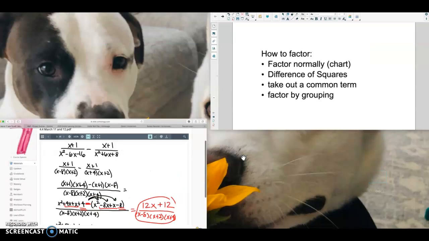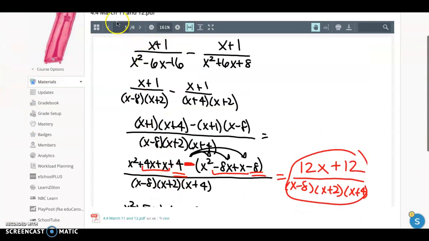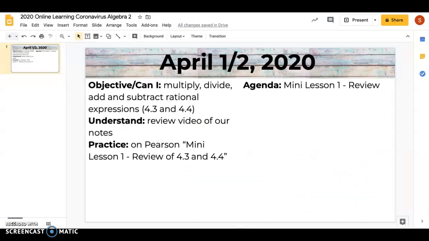Okay, guys? So that's your quick review on how to multiply, divide, add, and subtract rational expressions. Feel free to use your notes. Email me if you have questions, but you're going to go ahead and try the practice on Pearson. Okay? Great job, guys.